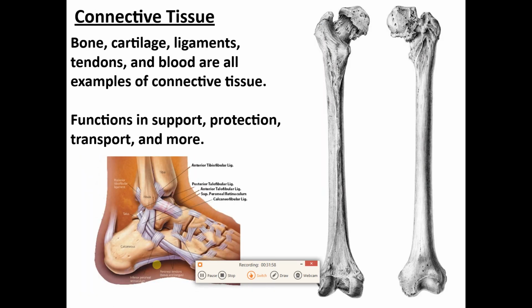Connective tissue. We're talking about things like bone, cartilage, ligaments, tendons, even blood, and there's many other examples. Connective tissues are jacks of all trades. They offer us support, protection, transport, a whole lot of stuff.